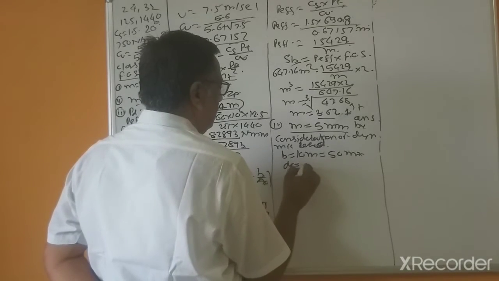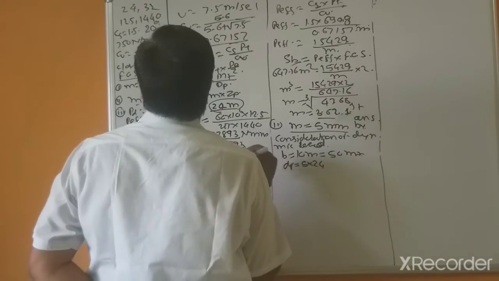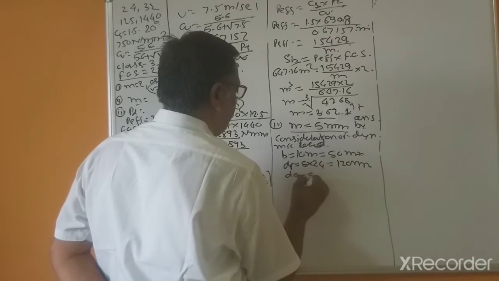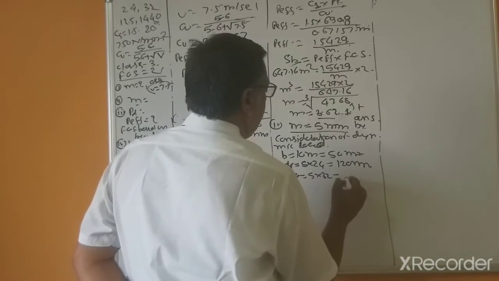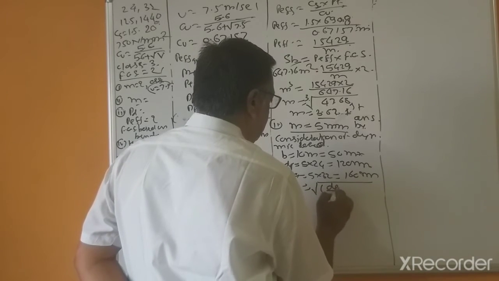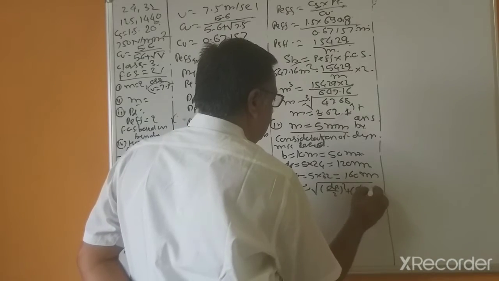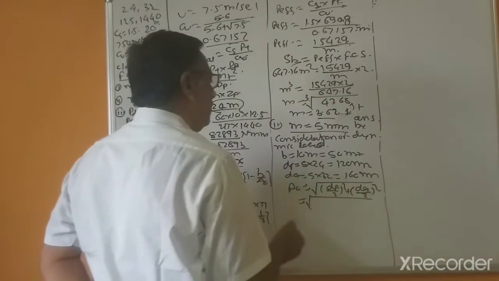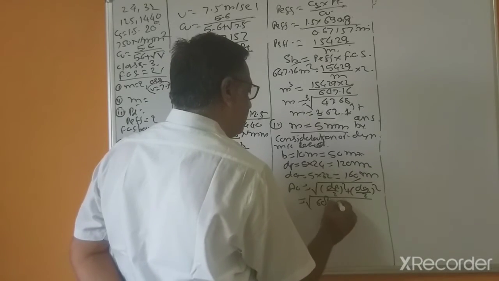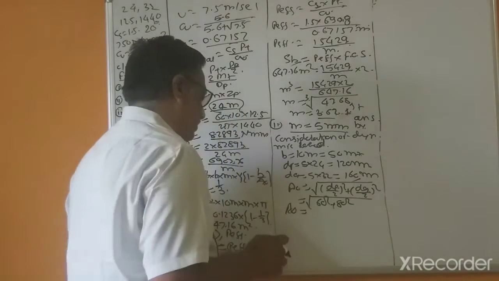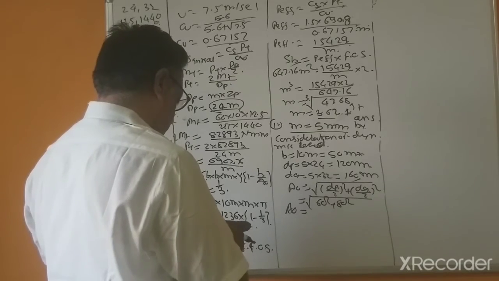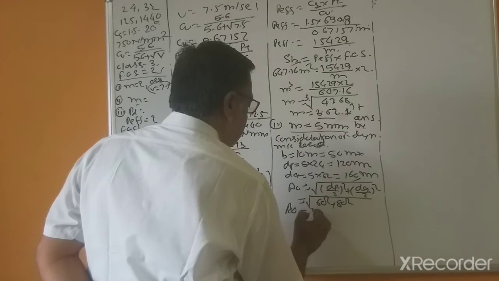Now dp equal to 5 into 24, so this is 120 mm. Dg equal to 5 into 32, 160 mm, and cone distance equal to square root of dp divided by 2 squared plus dg divided by 2 squared. So this is 60 squared plus 80 squared. A0 equal to what? 60 squared plus 80 squared, 100. So this is 100.